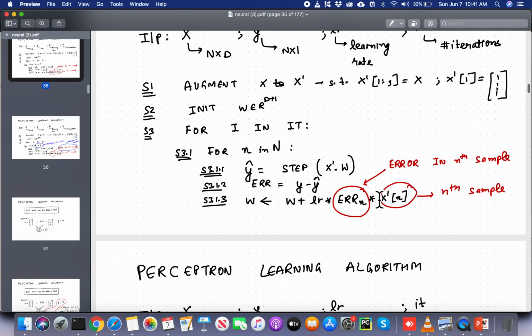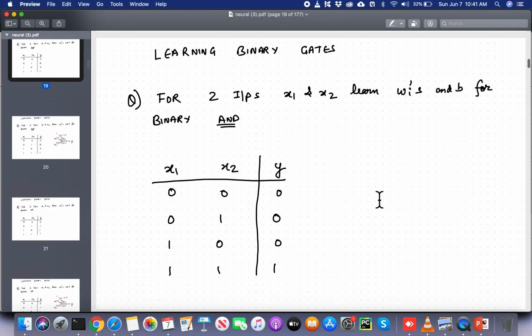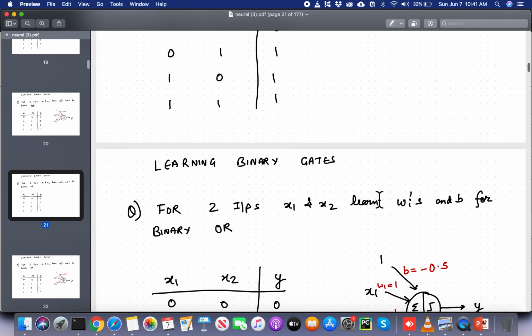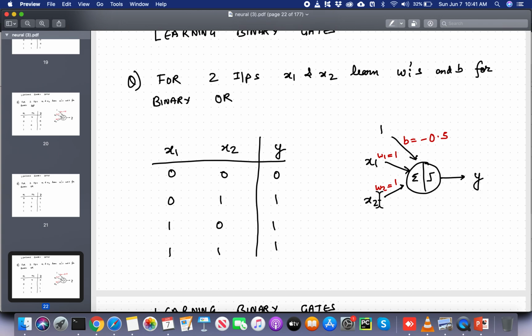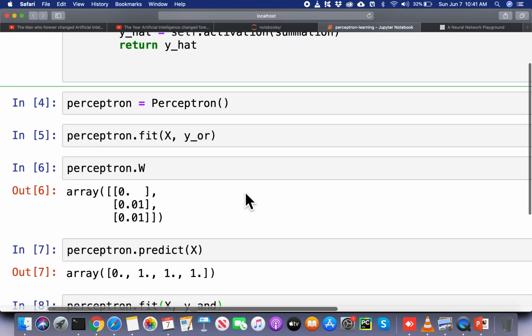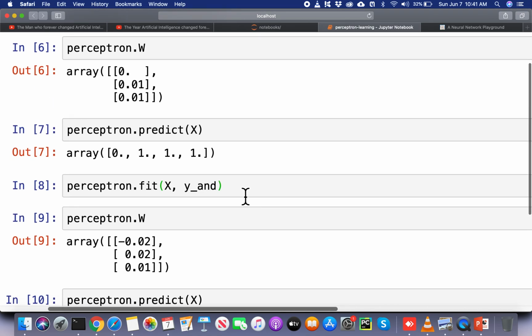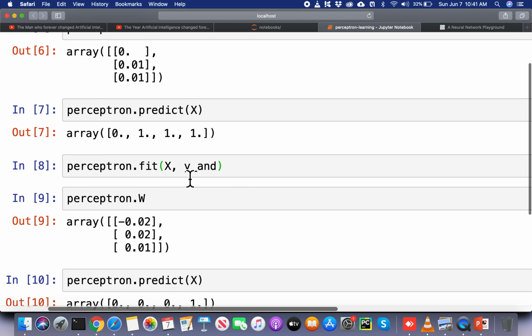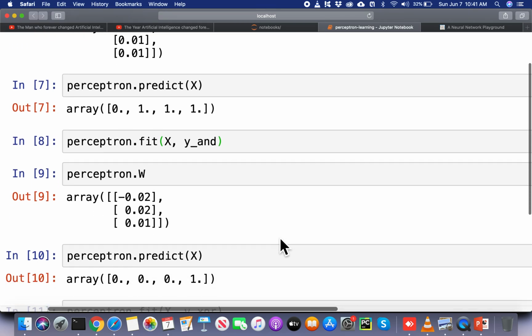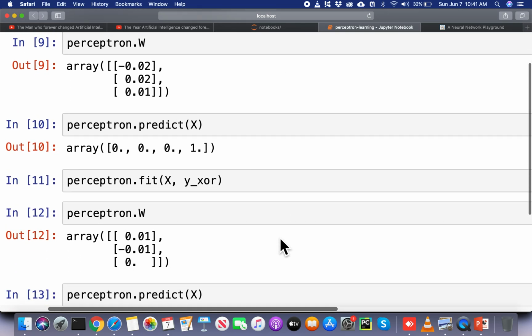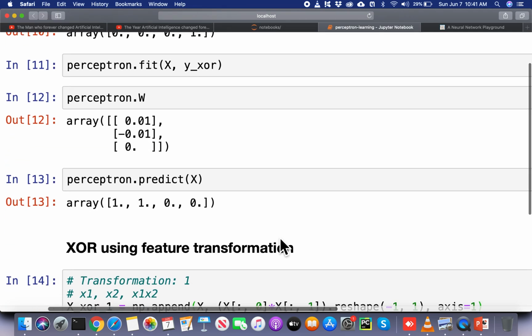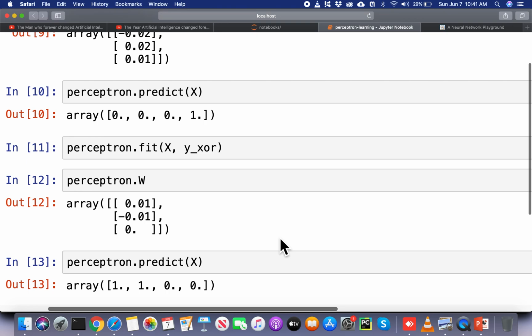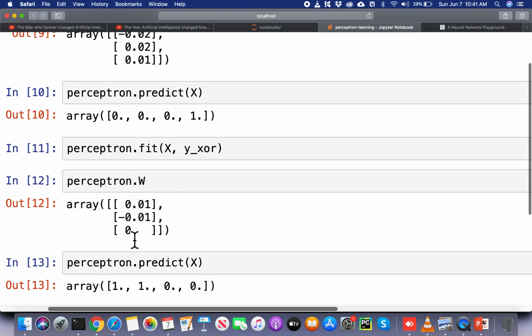And if we go back and see the weights which we were using for binary OR, they were 1, 1, and minus 0.5, but again, it does not matter. You should be able to learn a different equivalent set of parameters which still satisfy the problem at hand. For the AND gate, we are able to learn minus 0.02, 0.02, and 0.01 as the set of parameters. And for XOR, we learn the parameters as 0.01, minus 0.01, and 0.